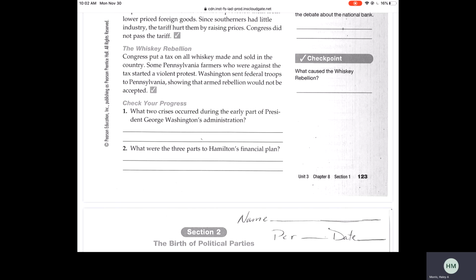And then you have your two check for progress questions for the end of this section 1. What two crises occurred during the early part of President George Washington's administration? And what were the three parts to Hamilton's financial plan?